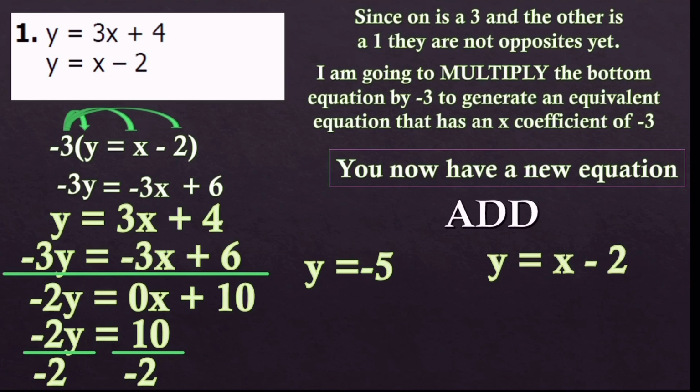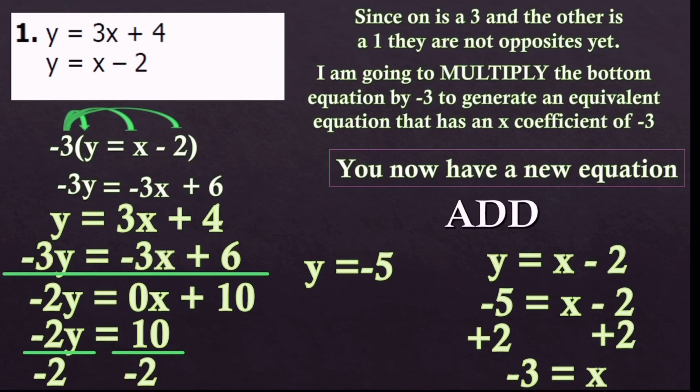I'm going to pick this one because for me it's easier. So I replace y with negative 5. Add 2 to both sides so that I get x equals negative 3. Therefore, the solution to this problem is negative 3, negative 5. Okay, let's go try another one.